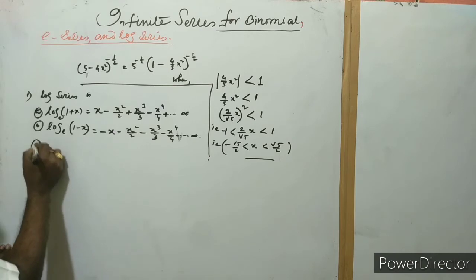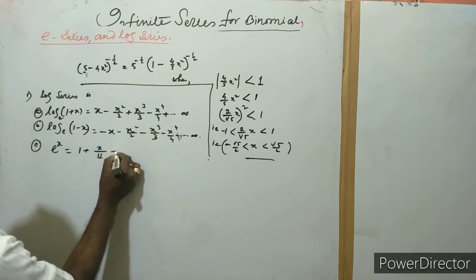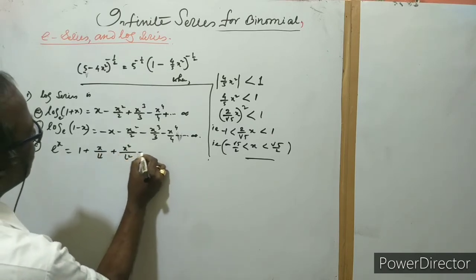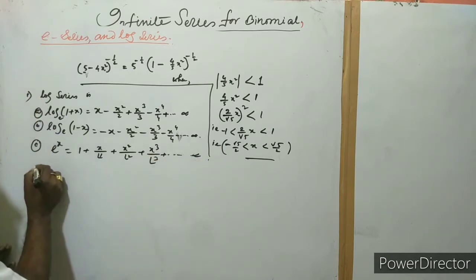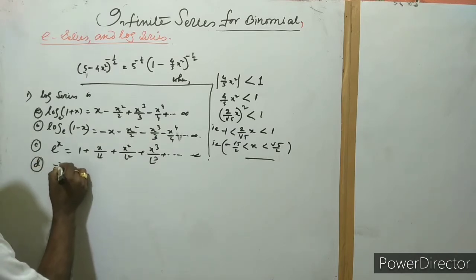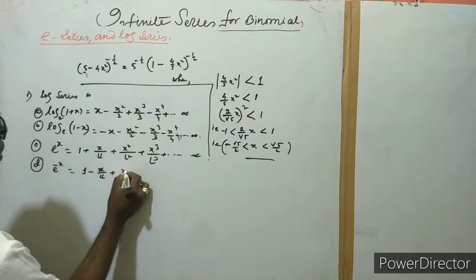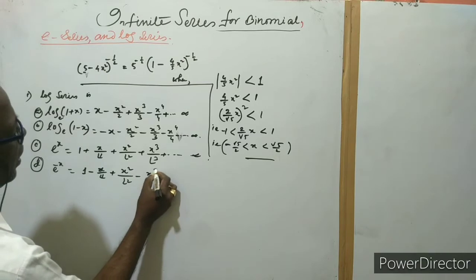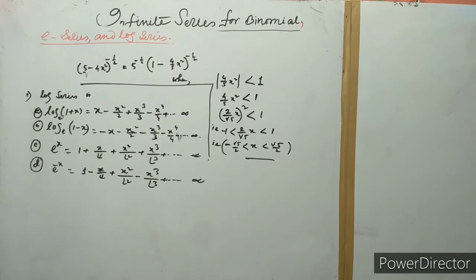And C, the e series, and this will be e to the power x: 1 plus x by factorial 1, x square by factorial 2, x cube by factorial 3, and like that. And D, e to the power minus x: 1 minus x by factorial 1, x square by factorial 2, x cube by factorial 3. And these are the expansions of the series of logarithm, log of 1 plus x, 1 minus x, e to the power x, e to the power minus x, and learn it carefully.